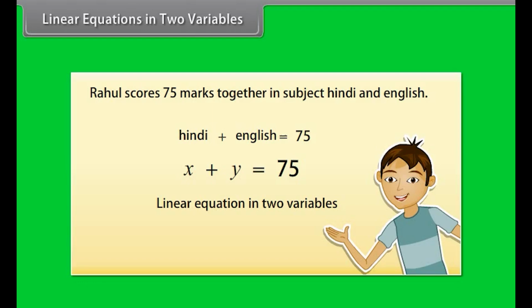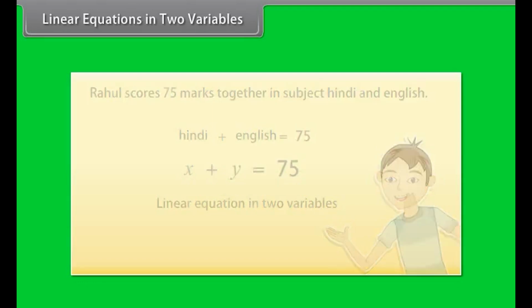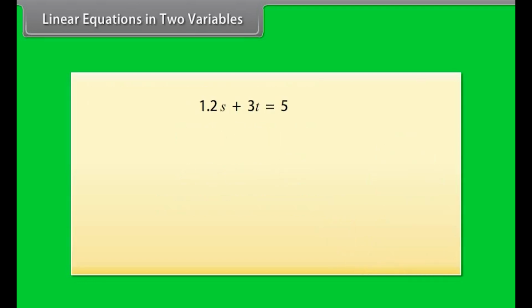Some other examples of linear equations in two variables are 1.2s plus 3t is equal to 5, p plus 4q is equal to 7, and 3 is equal to 2x minus 7y. We can put these equations in the form 1.2s plus 3t minus 5 is equal to 0, p plus 4q minus 7 is 0, and 2x minus 7y minus 3 is 0 respectively.